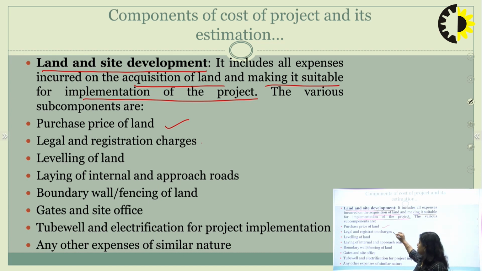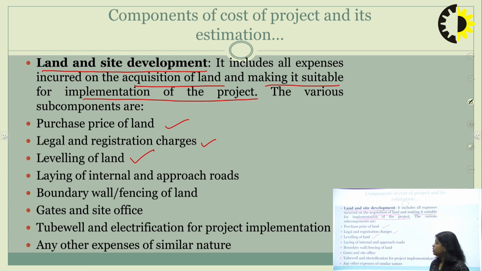Now legal and registration charges we need to pay. To purchase that land and to convert that land into a commercial one, we need to pay the legal and commercial charges also. After acquisition of the land, we need to make it suitable so that our project gets implemented on that land. It may be possible that we need to level that land. It may be possible that the land is not on equal level. So we need to hire, or take on rent, some machinery that makes the land smooth, or converts the land into a smooth one. So we need to apply the leveling of land.